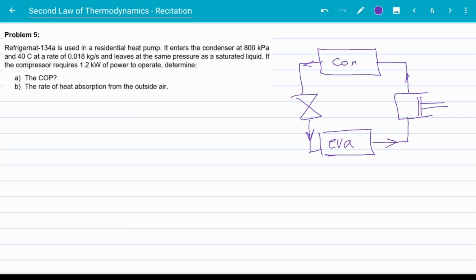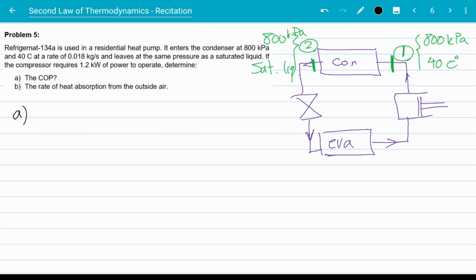Okay, so what we know is we know the state of our fluid here, point 1, when it enters the condenser at 800 kilopascals and 40 degrees Celsius. Then we know the state at the exit here, where we know that it has the same pressure, 800 kilopascals, and this time it's saturated liquid. We are asked to find the COP.